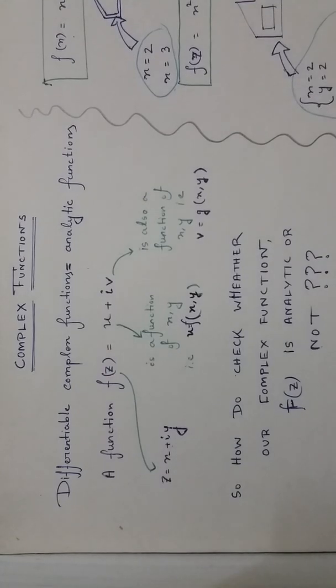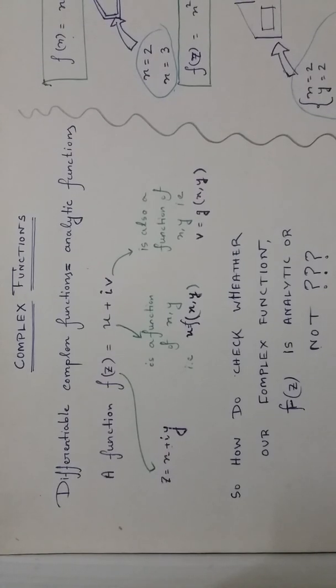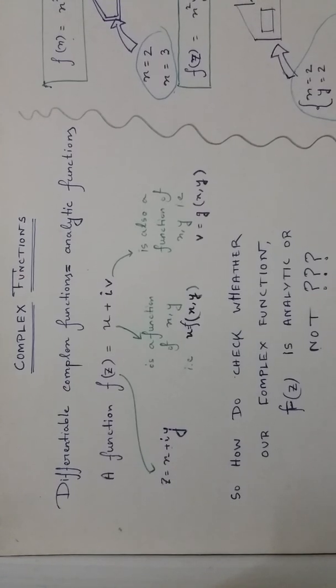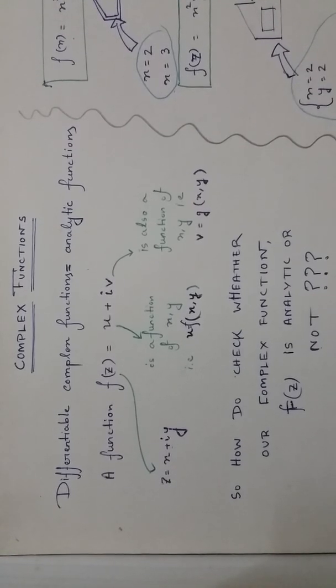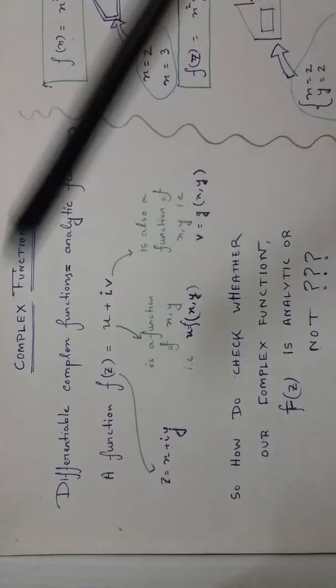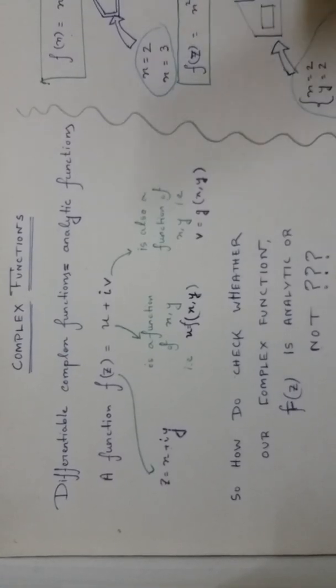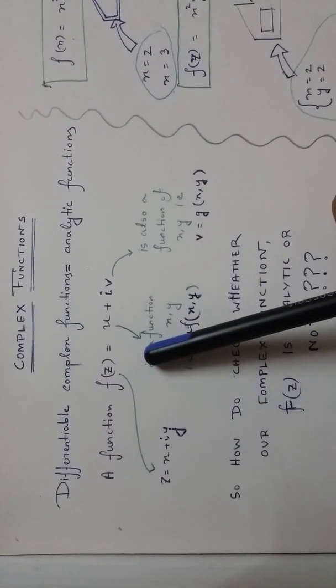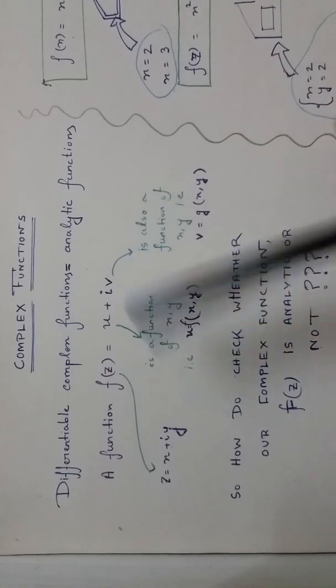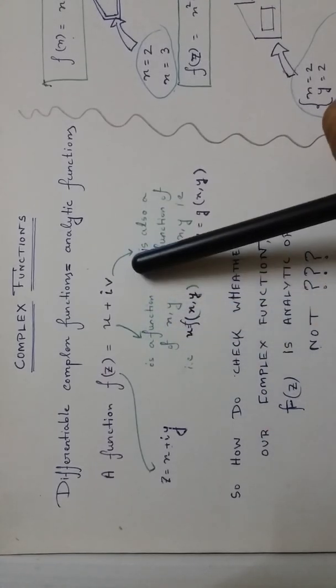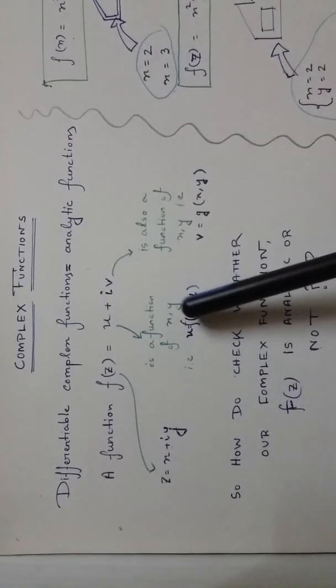Let us suppose we have a function f(z) = u + iv. Now if this function is differentiable, then we will call it an analytic function. As I have written here, a differentiable complex function is known as an analytic function. Here I have written f(z) = u + iv, where u and v both are functions of x and y.